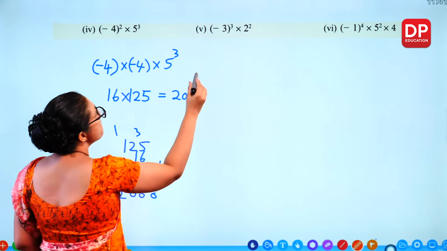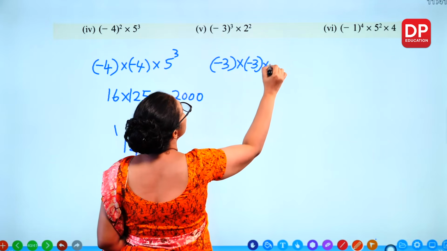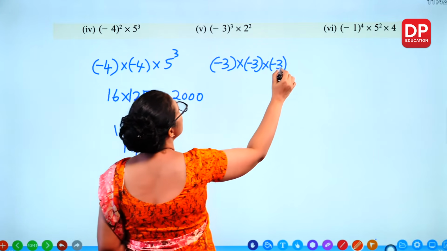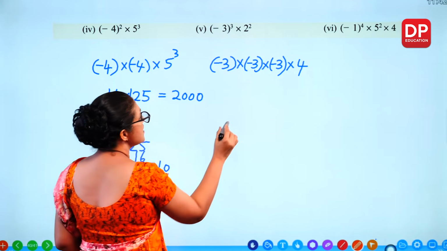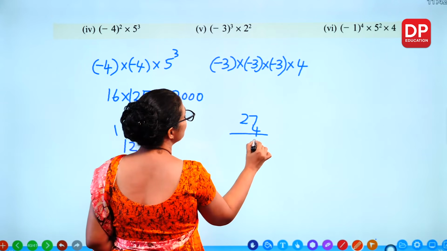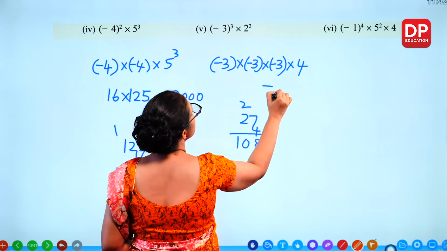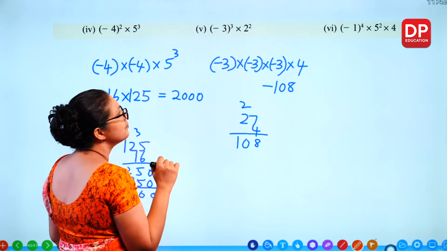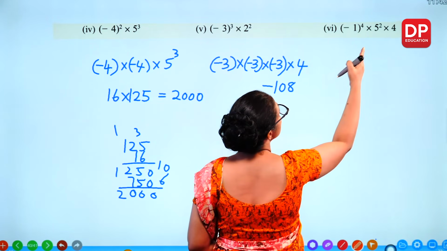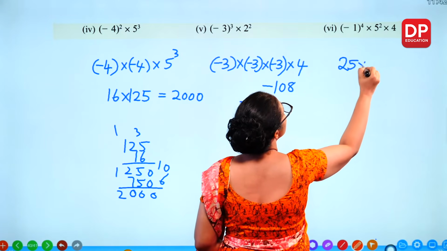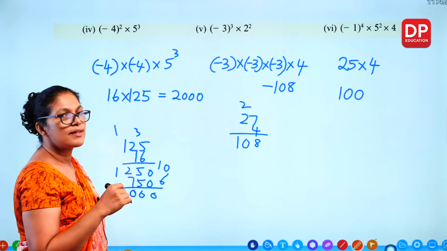This one. Minus 3 times minus 3 times minus 3, you get a negative answer. And 2 times 2 is 4. 3 times 3, 9. 9 times 3, 27 times 4, 108. But this is negative 108. Minus 1 to an even power is always plus. So 5 squared is 25. 25 times 4, you get 100 as the answer.